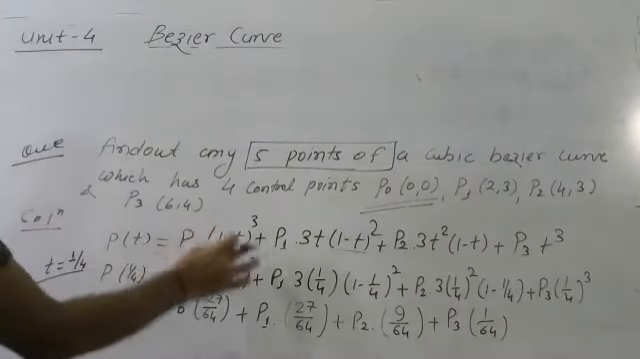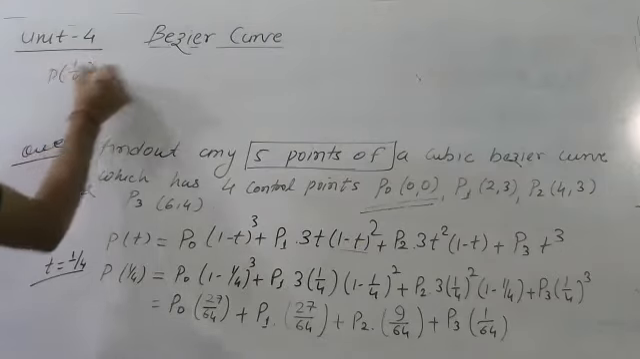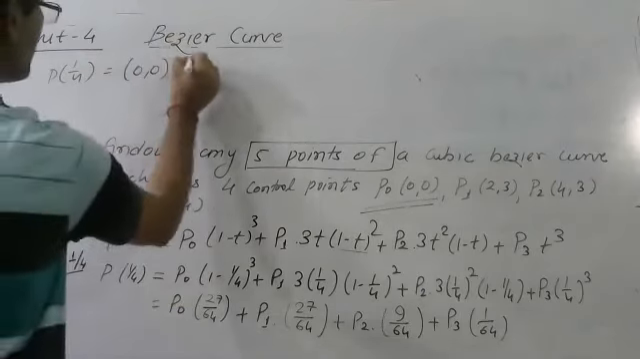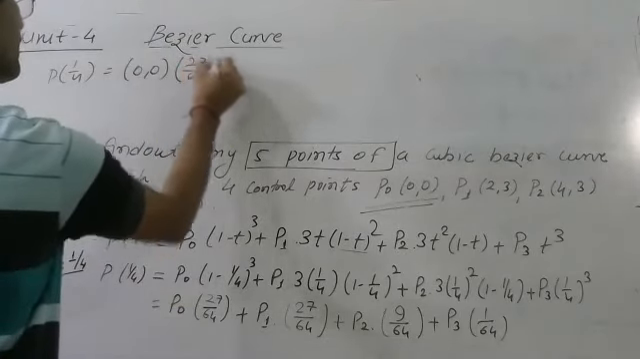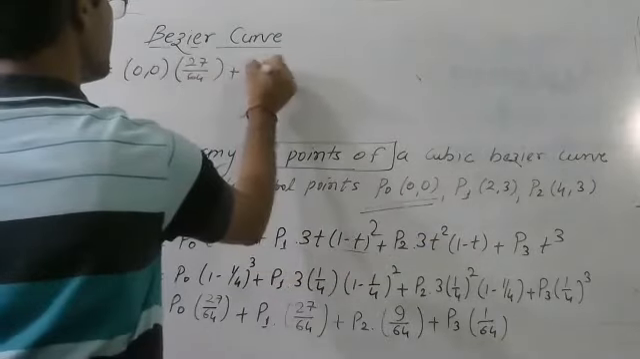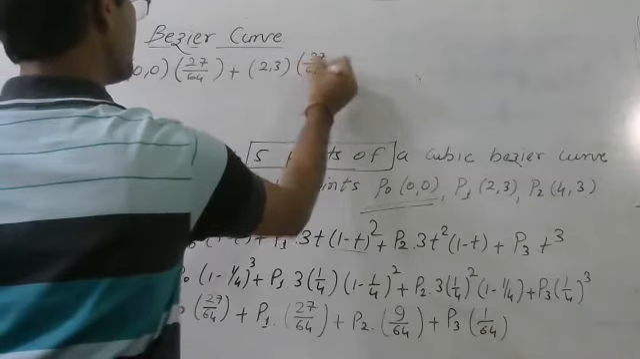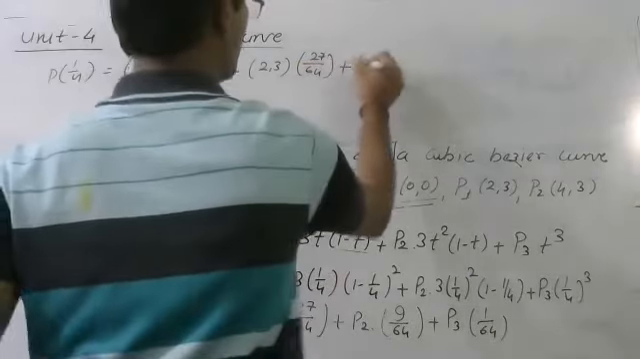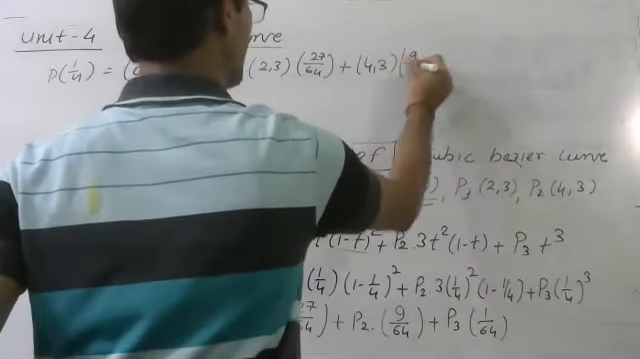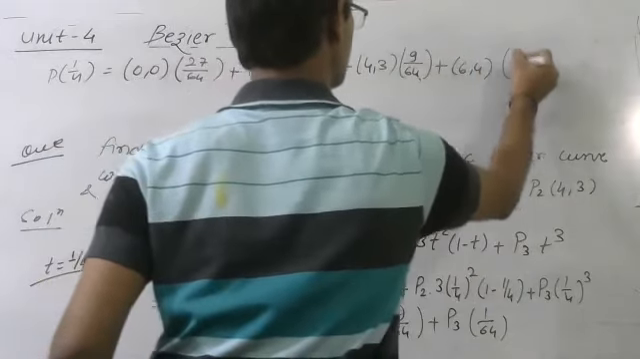The value of P0. P0 is given, it is (0, 0), multiplied by 27/64, plus P1. P1 is given, that is (2, 3), multiplied by 27/64. Then the third control point is (4, 3), multiplied by 9/64, plus the fourth control point is (6, 4), multiplied by 1/64.